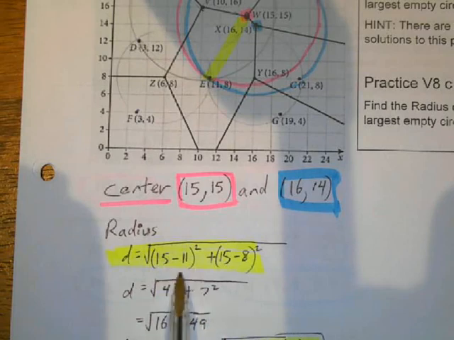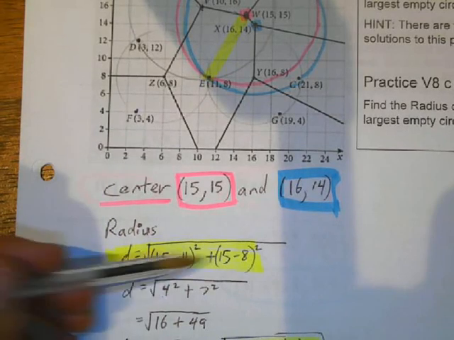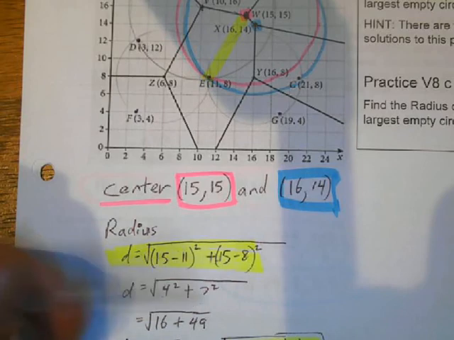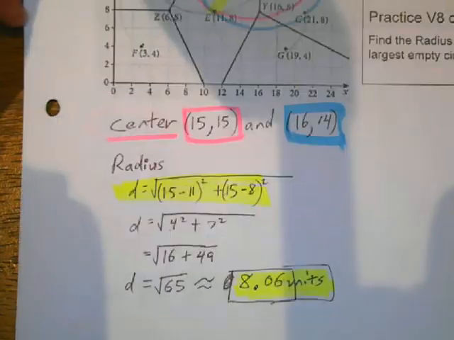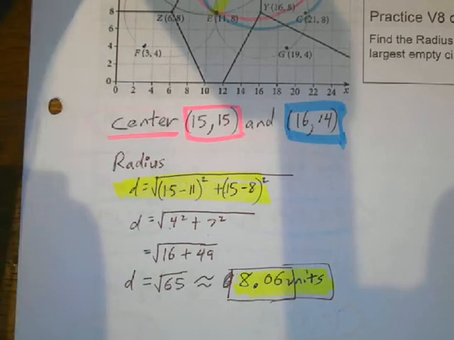I use the difference of the x values squared plus the difference of the y values squared. So 15 minus 11 gives me 4. 15 minus 8 gives me 7. Square those values. 16 plus 49 gives me 65. And the square root of 65 gets me 8.606. I hope that helps. And there we go.